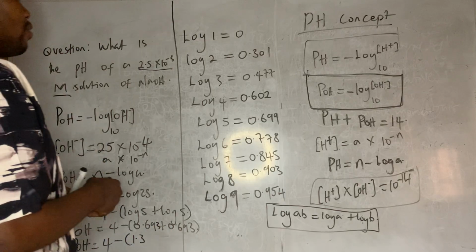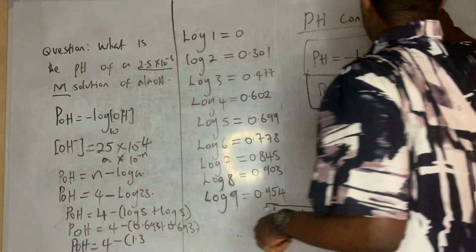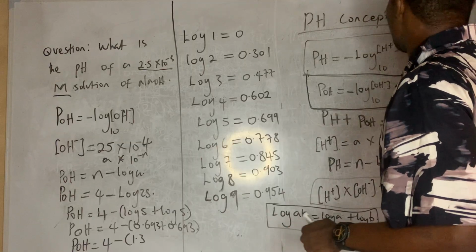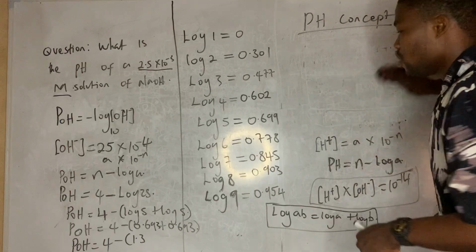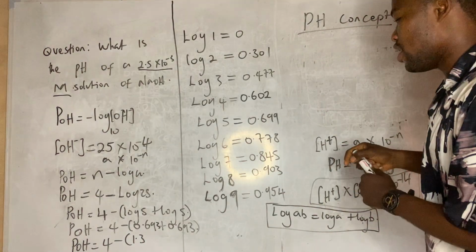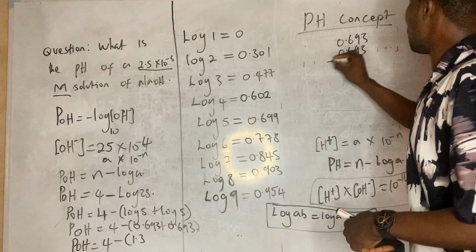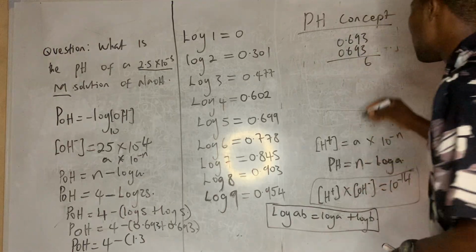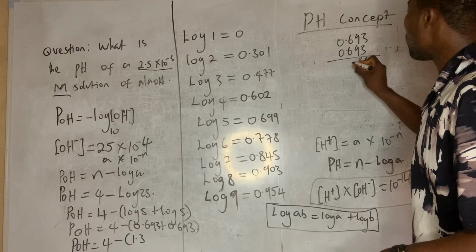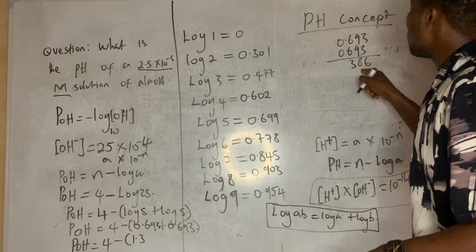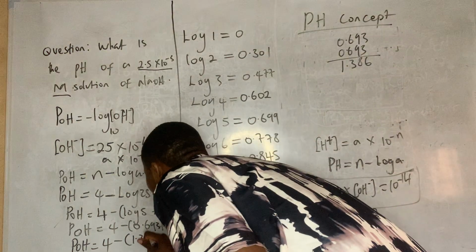0.693, so let me do simple mathematics. I have 0.693 plus 0.693. So 3 plus 3 is 6. 9 plus 9 is 18. Put 8, take down 1. 6 plus 6 is 12, we add 1 to it, that's 13. So carry that one there. So you have 1.386.